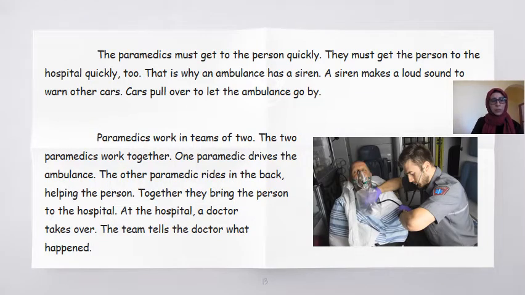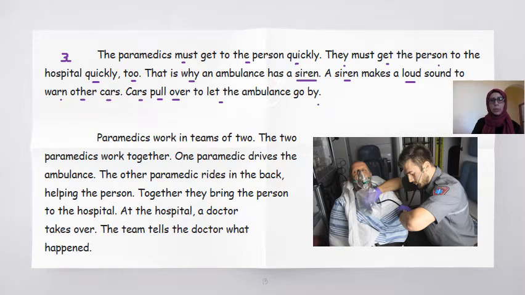So let's continue. This is paragraph number 3. The paramedics must get to the person quickly because he may be in danger. They must get the person to the hospital quickly. That is why an ambulance has a siren. A siren makes a loud sound to warn other cars. Cars pull over to let the ambulance go by.